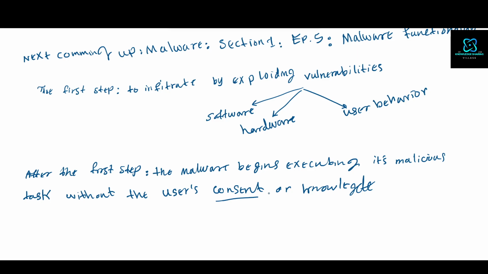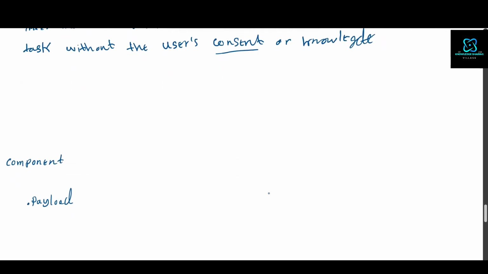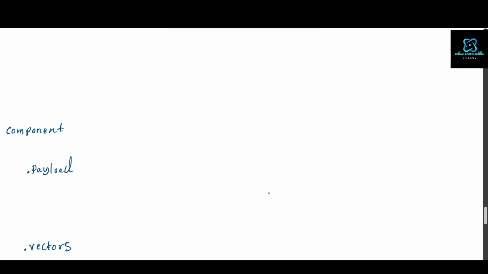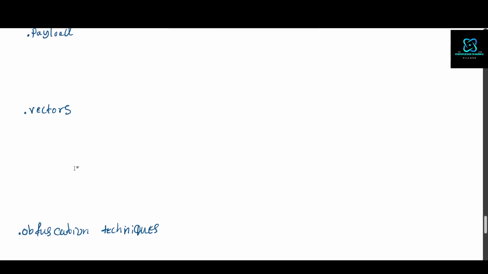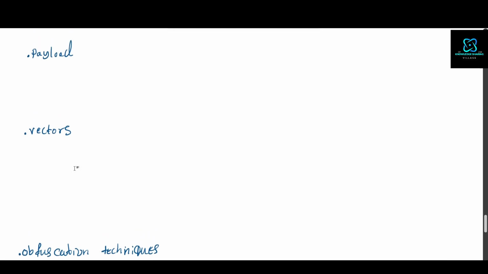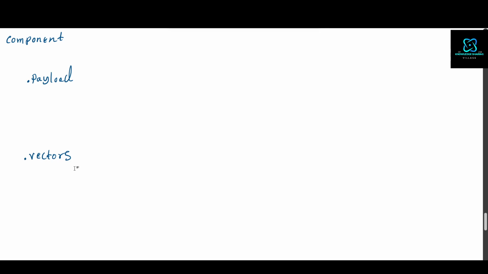But it is also helpful to mention which components malware may have. Again, it depends on which kind of malware we are talking about, but in general, malware typically consists of the following components: a payload, vectors, and obfuscation or concealment techniques. And you may ask, what is a payload?